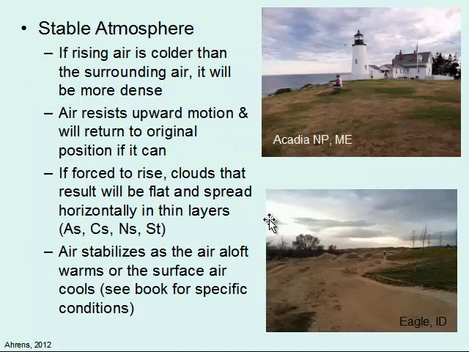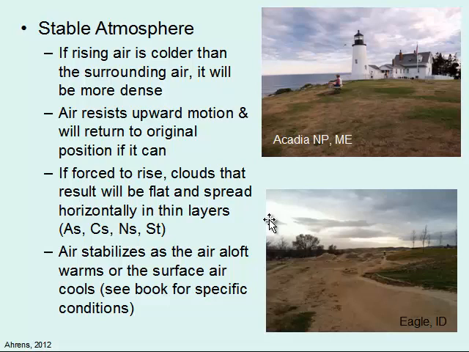So, more details about atmosphere and stability. If we have a stable atmosphere, that means that rising air, that parcel of air, is colder than the surrounding air. That means it's going to be more dense. So in order for it to rise, it's going to have to be forced to rise. So maybe moving over a mountain would force it upwards. That would do it. So that air parcel is going to resist upward motion, and if it moves upward, it's going to return to its original position, or its original elevation, if it can.